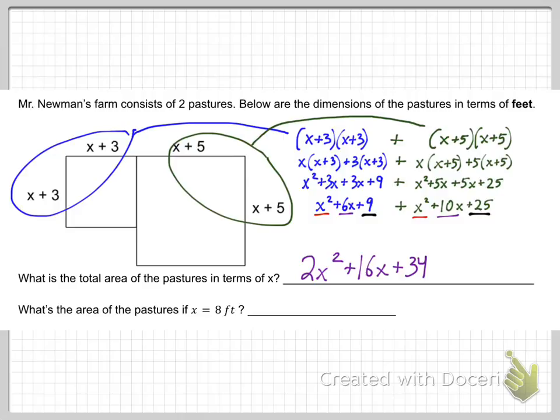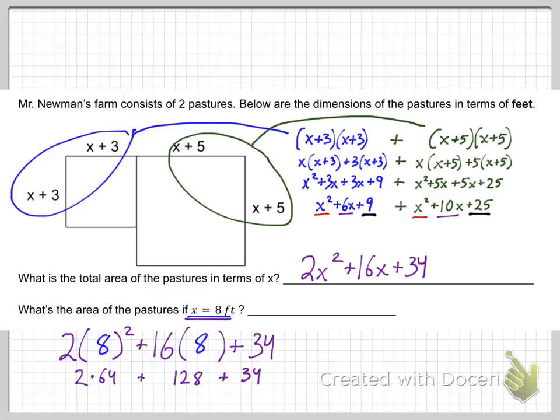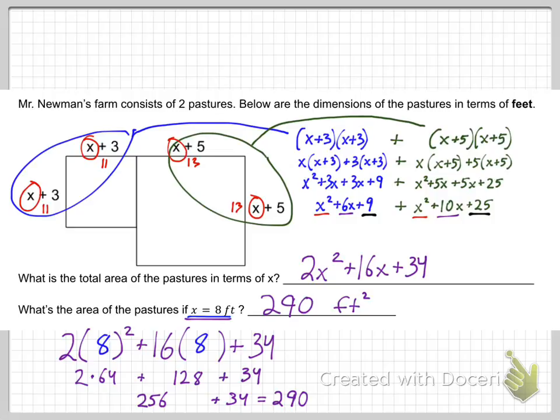But what is the area of the pasture if x equals 8? Well, there's 2 ways to do this. One way is to take our final equation and plug in 8 there. You could actually type that expression directly into a calculator. I'm going to act as if I don't have a calculator and multiply it out, add it up, and we get 290 square feet. The other way you could do that is you could replace these x's up here with the 8. So you would get 8 plus 3 is 11 by 11. And then here you would get 13 by 13. And when you multiply those out and add them up, you will also get 290 square feet.